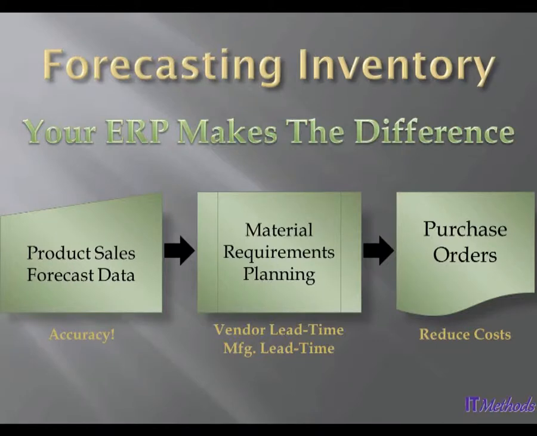But if you put the right data in the system and you keep it up to date, what you get out are purchase orders that are really optimized to keep your inventory levels down as low as they can possibly be, and also to keep the cost of those purchases down as well.